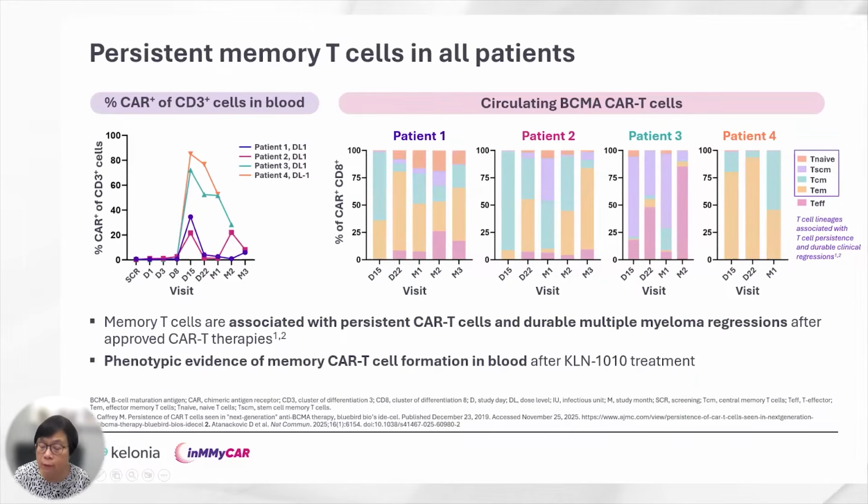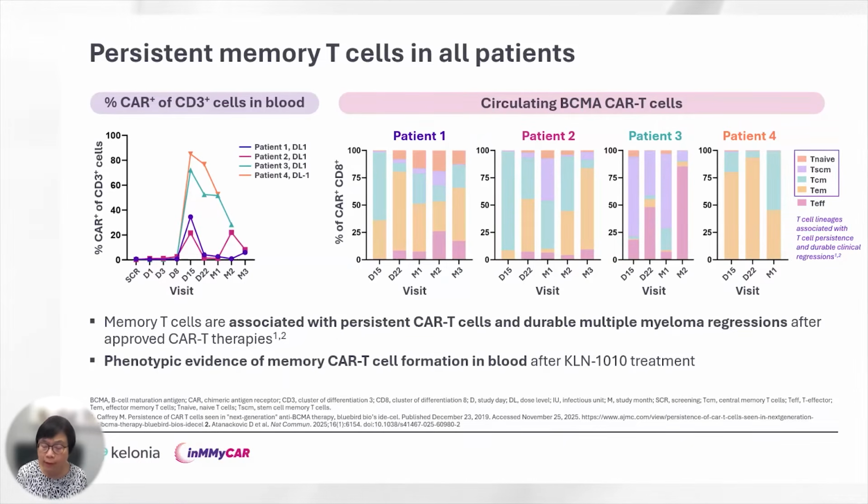We know from ex vivo CAR T cells that memory T cells are associated with CAR T persistence and durable myeloma regression. So here we show phenotypically that in all 4 patients on the right-hand side of the slide, the KLN-1010 generated CAR Ts were enriched with these less differentiated and memory CAR T cells, which were a very pleasing finding because we know from ex vivo CAR T, as I mentioned, that it is associated with improved expansion, CAR T persistence, as well as tumor control.